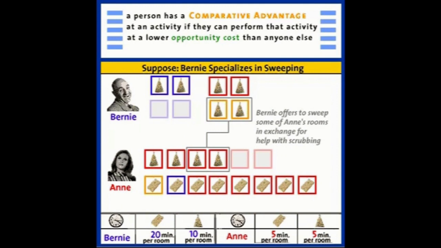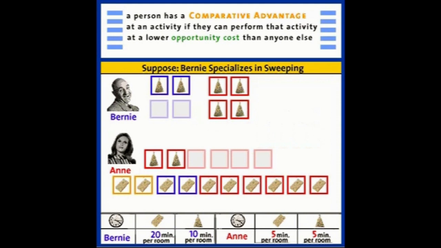Ann is scrubbing both of these rooms for him, and he is sweeping these 2 rooms plus 4 more rooms from Ann. But the total now that we've got here is 1, 2, 3, 4, 5, 6, 7, 8 rooms swept, and 1, 2, 3, 4, 5, 6, 7, 8, 9, 10 rooms scrubbed.